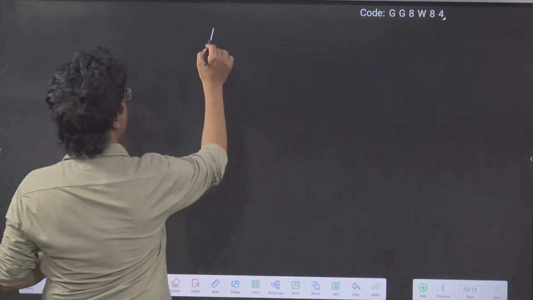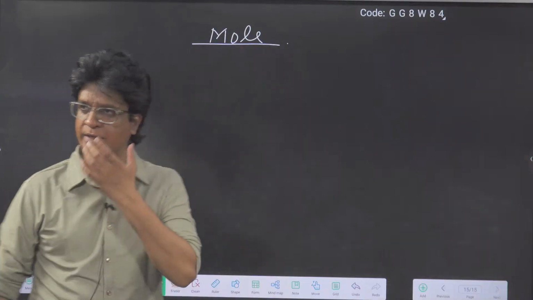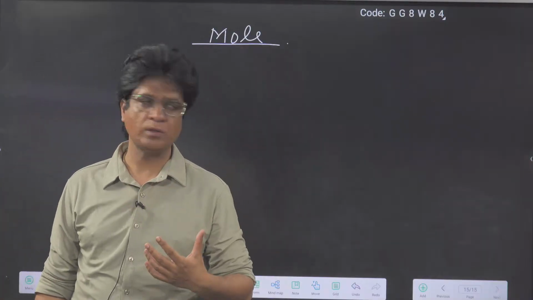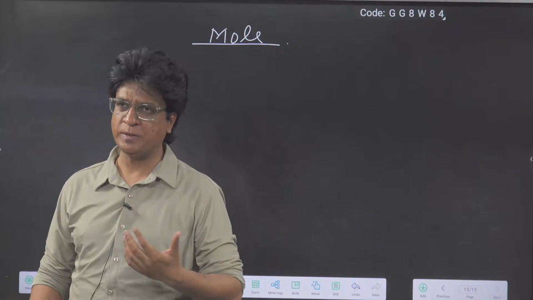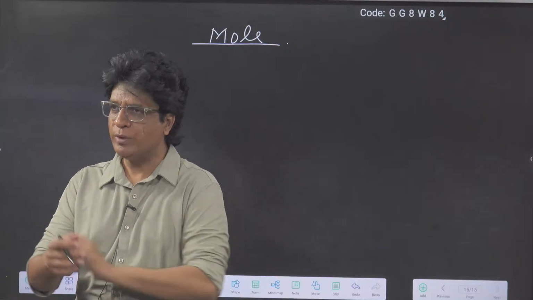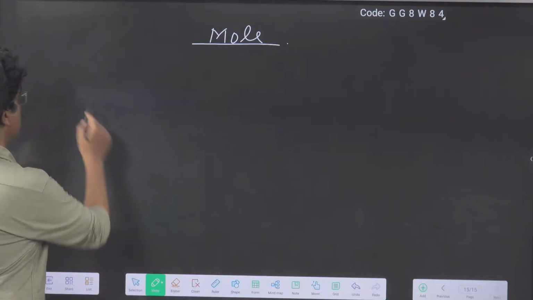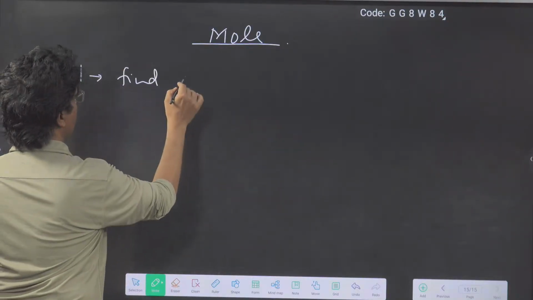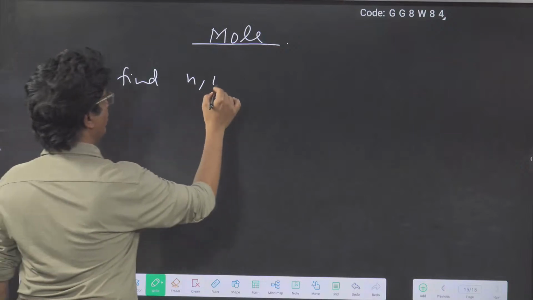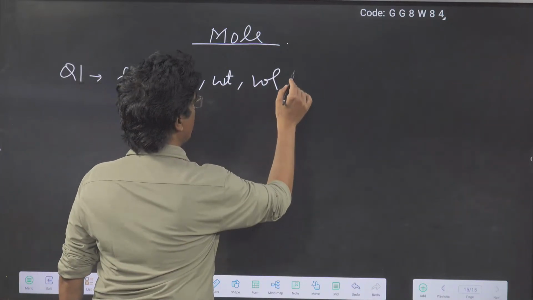So we have been doing certain questions on mole, and we'll proceed further, right? Yesterday we did questions on which stuff has the maximum number of atoms, maximum weight. So today we will carry that forward and move on to new concepts. The first question we will be solving today is: find number of moles, weight, and volume at STP.